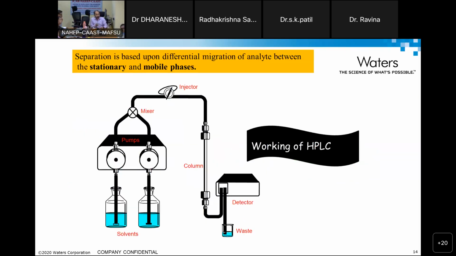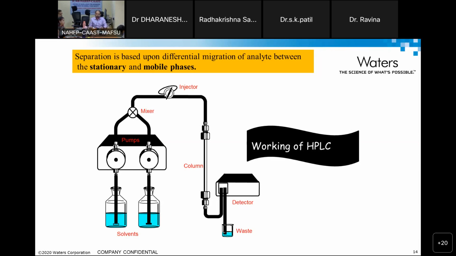In chromatography or HPLC, the separation is based upon the differential migration of analyte between the stationary phase and mobile phase. This is just a small animation. This is a schematic of the HPLC, wherein you have the solvent reservoir or mobile phase systems kept at the bottom. Then you have the pump. Then there is a mixer which mixes the two different solvents coming from the two different solvent lines before it reaches the injector.